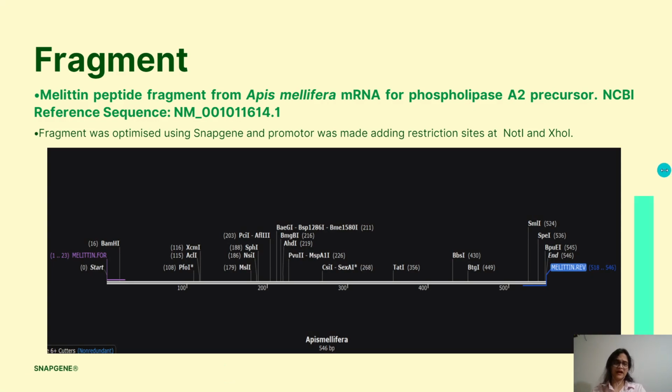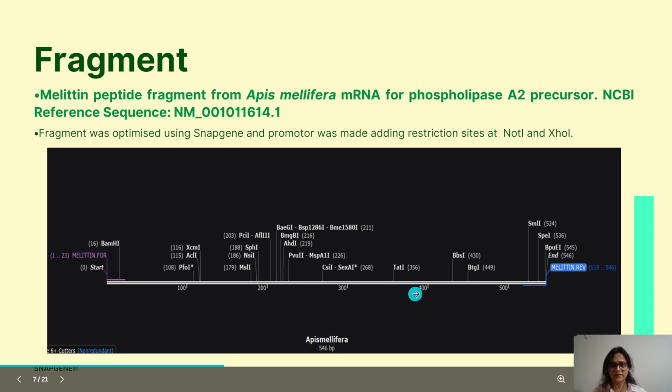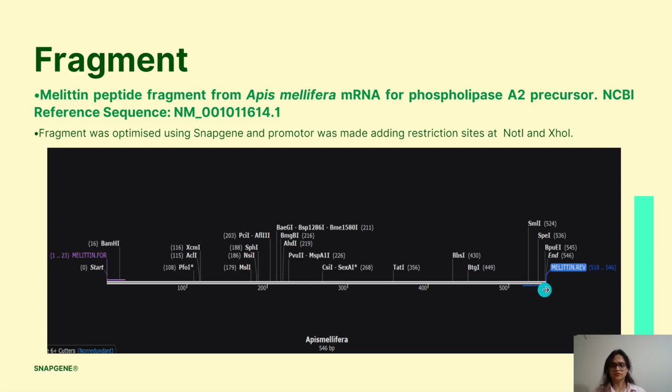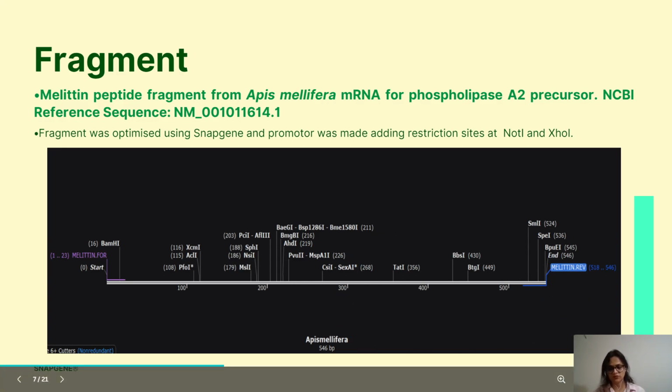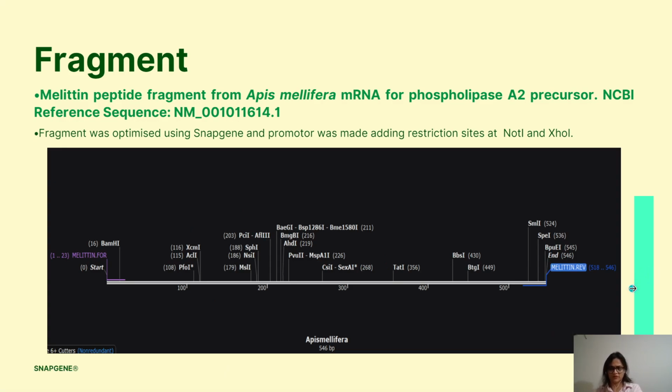The fragment that we're going to use is this one, the melittin from Apis mellifera mRNA. For the optimization of the fragment, that is the gene of interest, a codon optimization tool was used. The optimal sequence entered the pPIC9 vector using the NotI and EcoRI restriction enzymes. Some other sequences were also added, the EcoRI and NotI restriction sites, the alpha factor sequence that would be removed after digestion, and two stop codons.